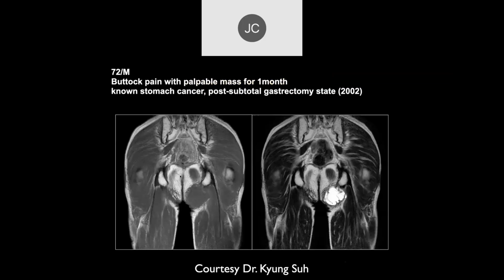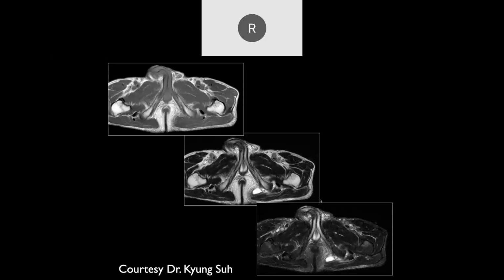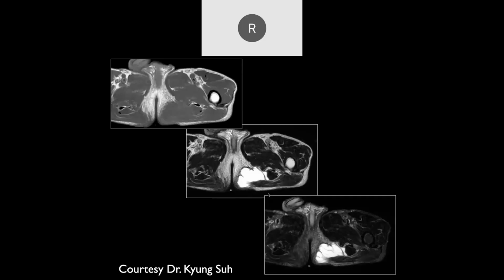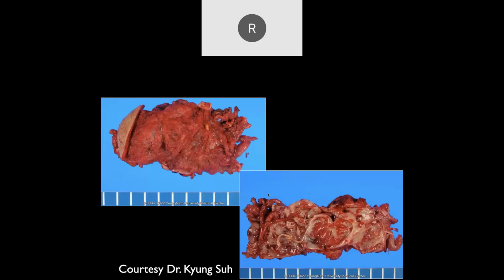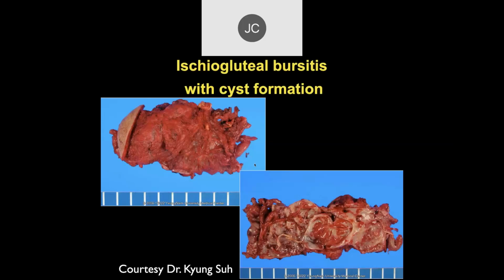Okay. Robert. All right, so we have a 72-year-old male, buttock pain with palpable mass for 1 month, known stomach cancer, post-subtotal gastrectomy in 2002. Looking at that left groin, there's a cystic structure, pretty thick wall there. I don't see a whole lot else. It looks like it extends medially relative to the ischial tuberosity. It's pretty extensive. Could this be a bursitis or infected fluid collection? Good. Okay, so this is what they excised, a little bit of skin there. And this was ischiogluteal bursitis with cyst formation. Right, so no infectious component to it.